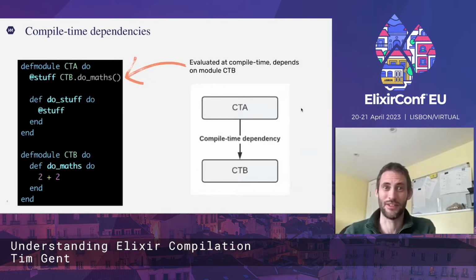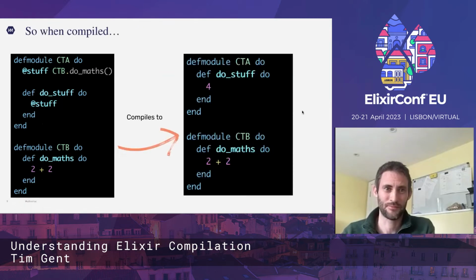The other type of dependency is a compile time dependency. Very similar, except this is when you have some code that's run at compile time. Remember, that's in the module body, not within a function. And that compile time code calls another module. So here we're calling the module CTB for this do maths function. So we'd say CTA here has a compile time dependency on CTB. Hopefully still quite simple. So again, if we look at the compiled code, you can see once you've compiled it, this calculation isn't getting done, and we've just substituted in the value here.